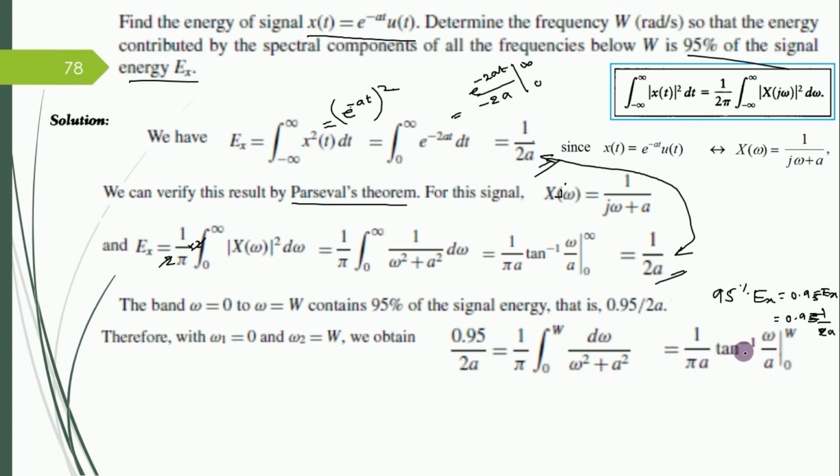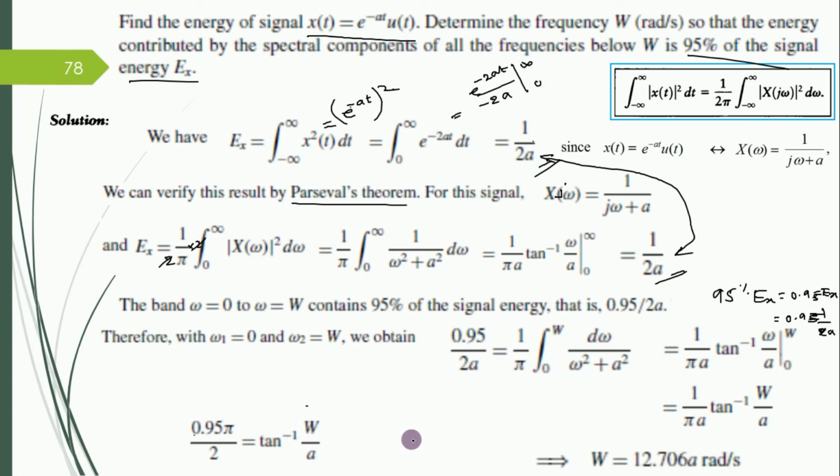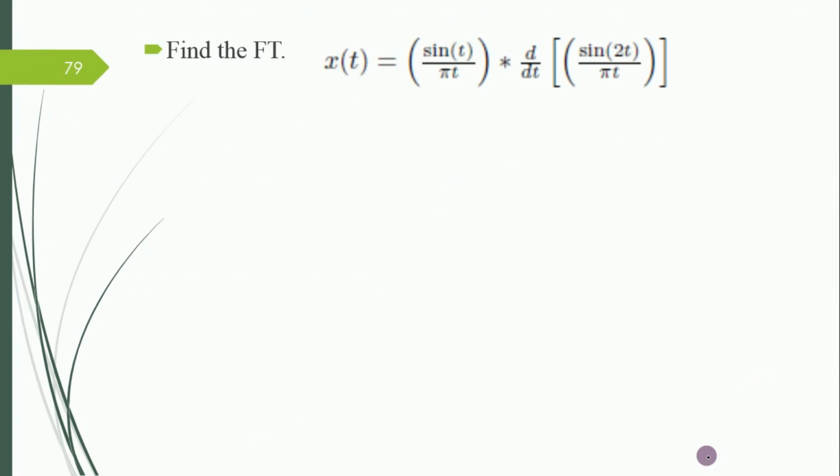I get the same thing, tan inverse of omega by a. If I solve it, I get 0.95 divided by 2a equal to tan inverse of w by a, so this a and this a cancel, pi I'll take on the other side. So use your calculator. So w by a is tan of 0.95 pi divided by 2. Keep it in radians. You get W is equal to 12.706 into A rad per second.